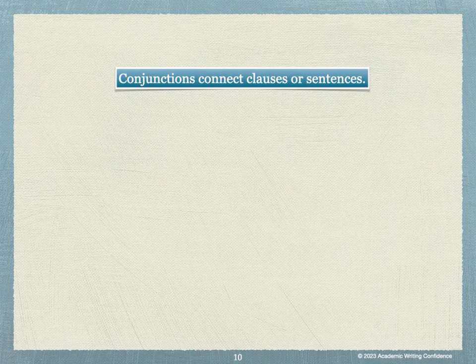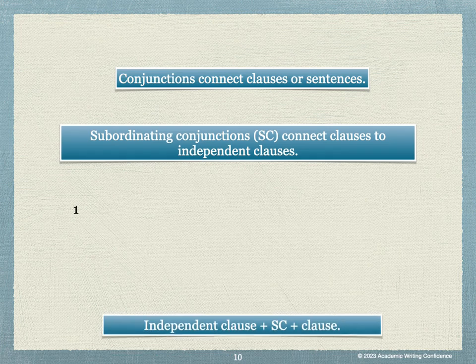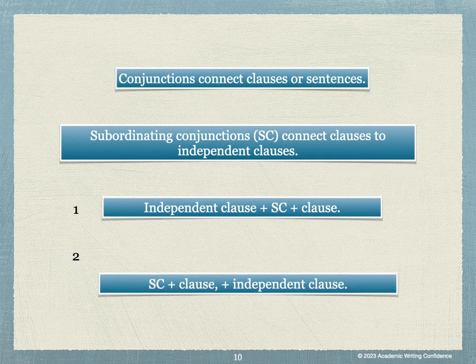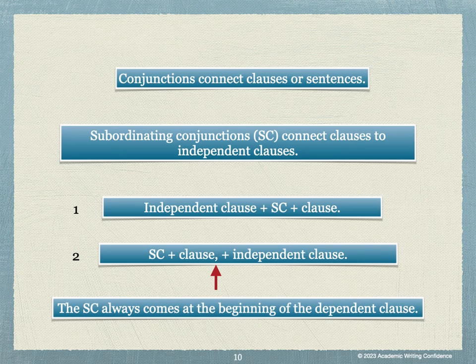So to review, conjunctions connect clauses or sentences. Subordinating conjunctions connect clauses to independent clauses. There are two ways that you can write a subordinating clause, but the second type of sentence needs a comma after the subordinating conjunction and clause. Remember, the subordinating conjunction always comes at the beginning of the dependent clause. I hope you can see that subordinating conjunctions help to connect sentences and that you should try to use them in your writing.